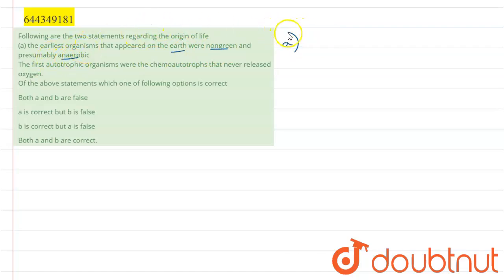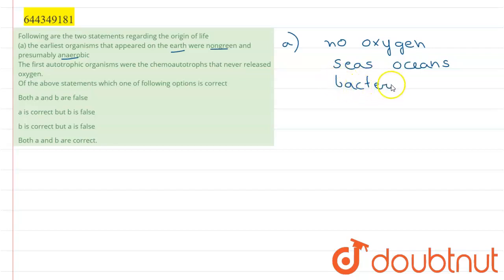When the earliest organisms appeared on earth, the earth's atmosphere had no oxygen and the only source of nutrition that was available was under the seas and oceans. The organisms that appeared first were simple bacteria, and these bacteria are collectively known as heterotrophic anaerobes.